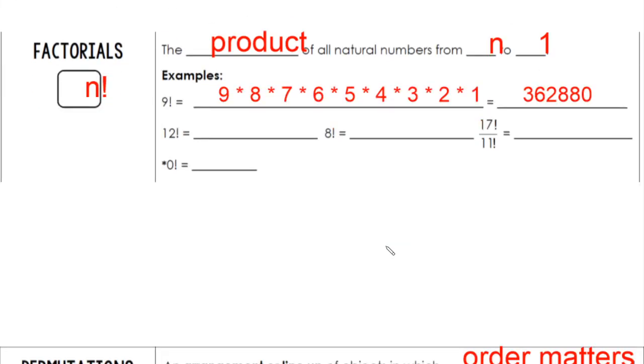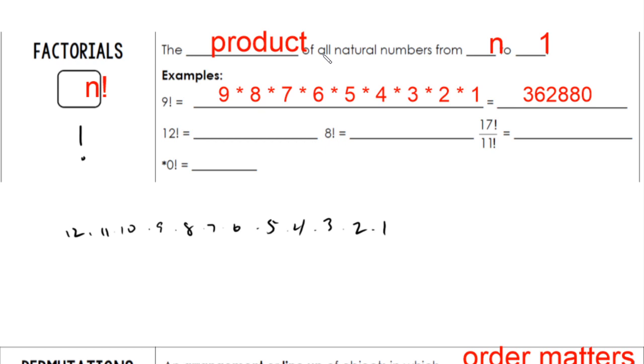Factorials. Part of the math needed to do some of this stuff we're going to be talking about is factorials. The symbol for factorial is an exclamation point, and it is the product of all natural numbers from n to 1, which means that 9 factorial is 9 times 8 times 7 times 6 times 5 times 4 times 3 times 2 times 1. 12 factorial would be 12 times 11 times 10 times 9 times 8 times 7 times 6 times 5 times 4 times 3 times 2 times 1, right?